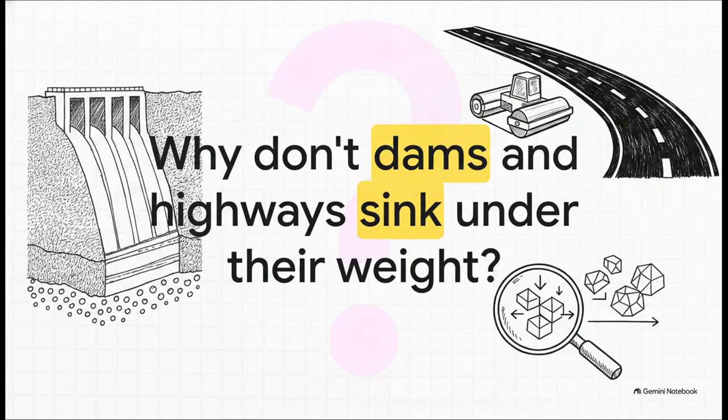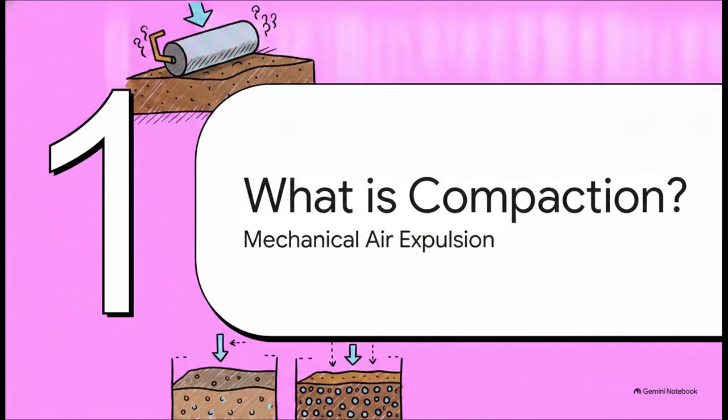So let's start with a big framing question. Why don't earth dams and massive highways simply sink under their own weight? You might think soil just naturally settles over time. And hey, 100 years ago, engineers actually used to just pile up earth fills and literally wait years for them to settle before paving over them. But today the answer lies in a highly specific, very deliberate geotechnical process. To understand how we artificially speed up this stability, let's hit Section 1.